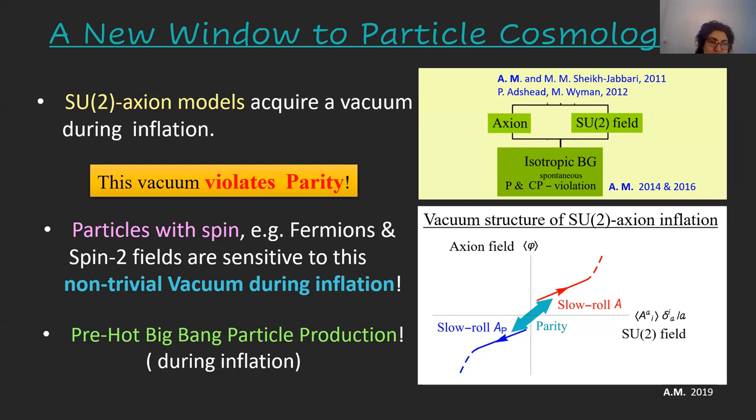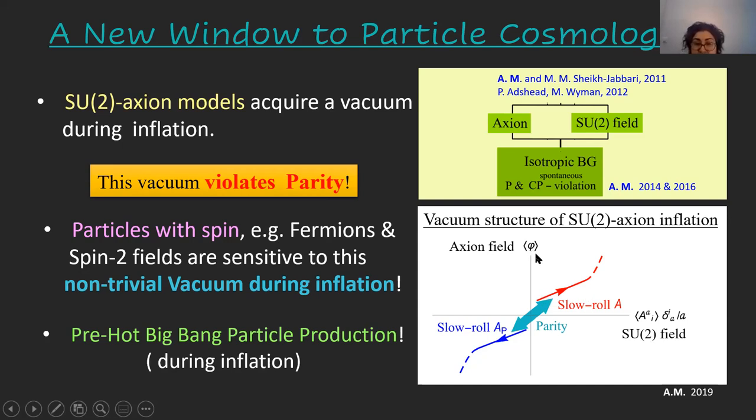Here, compared to standard scenarios, we have both the axion and the gauge field in the background during inflation. And what is interesting is that now parity is spontaneously violated. For example, here we have the vacuum structure of SU2 axion inflation. In the vertical axis, we have the axion field. In the horizontal axis, we have the isotropic part of the gauge field. Interestingly, the vacuum value for the SU2 gauge field is specified by the axion field, and its sign is also specified by the sign of phi.